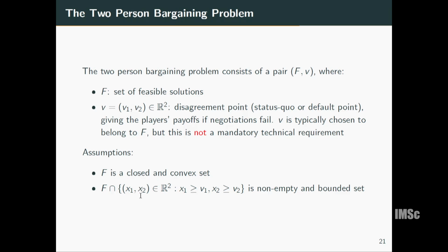But it has some set, which is the set of feasible solutions, and it has some v, which is a vector (v1, v2), and this represents a disagreement point among the players. This basically represents the disagreement point, giving the players their payoff if negotiation fails. We will look into it a little bit. So, what is the two-person bargaining problem? Why this name? It basically means there are two people who are bargaining with each other.